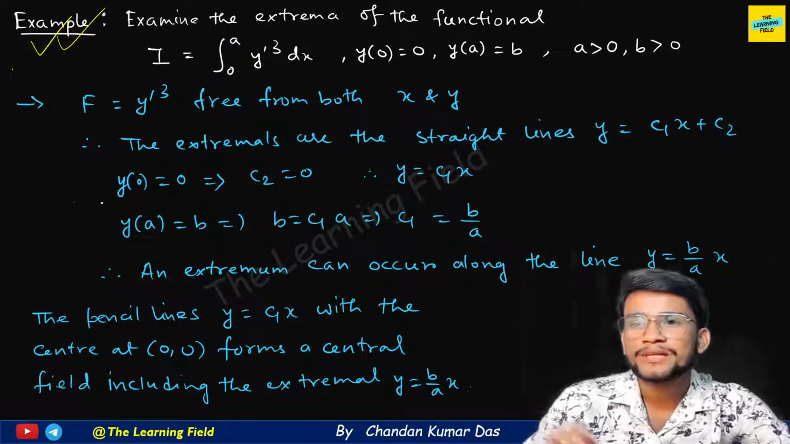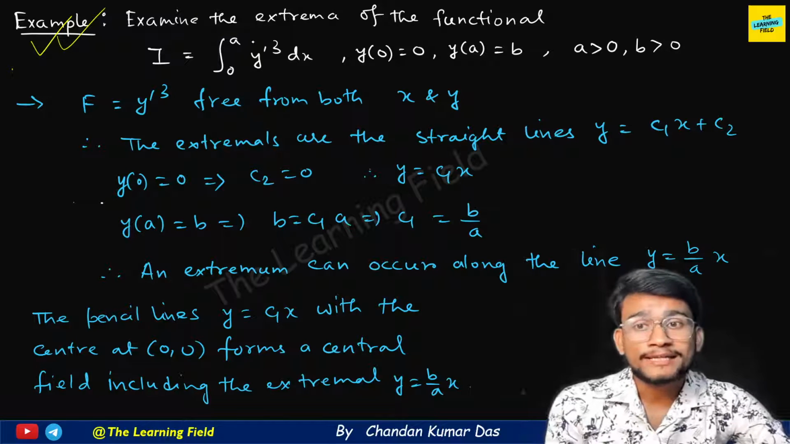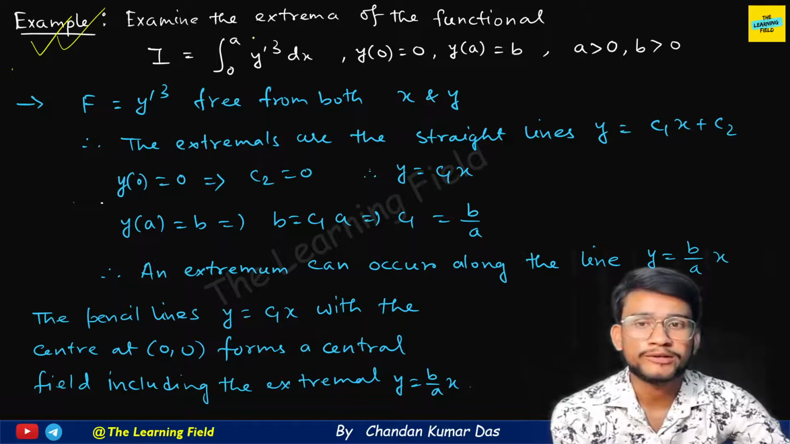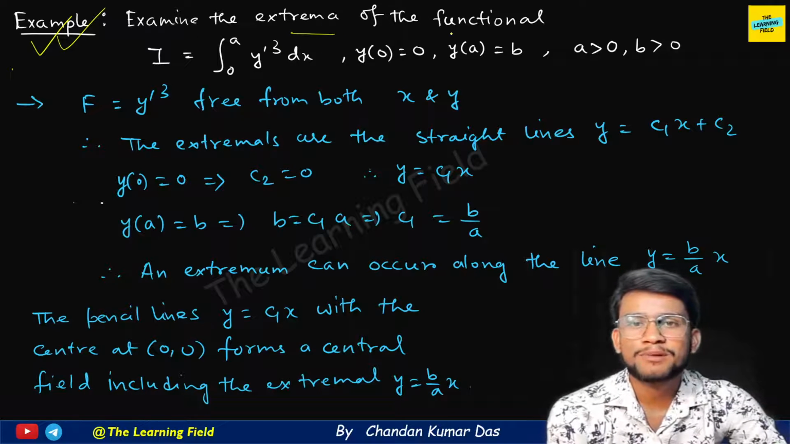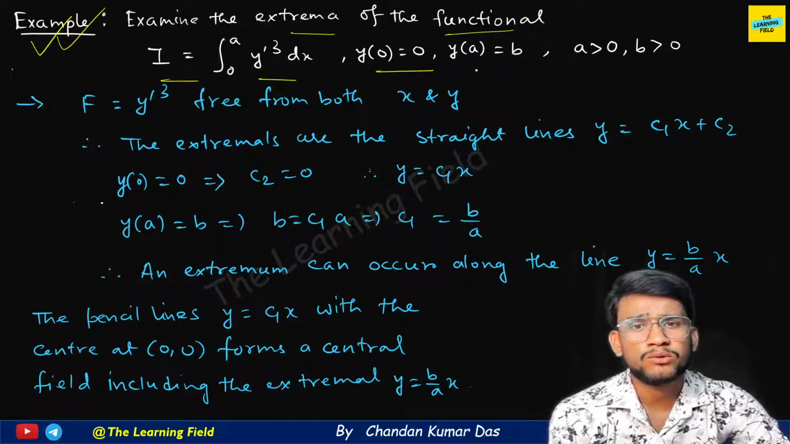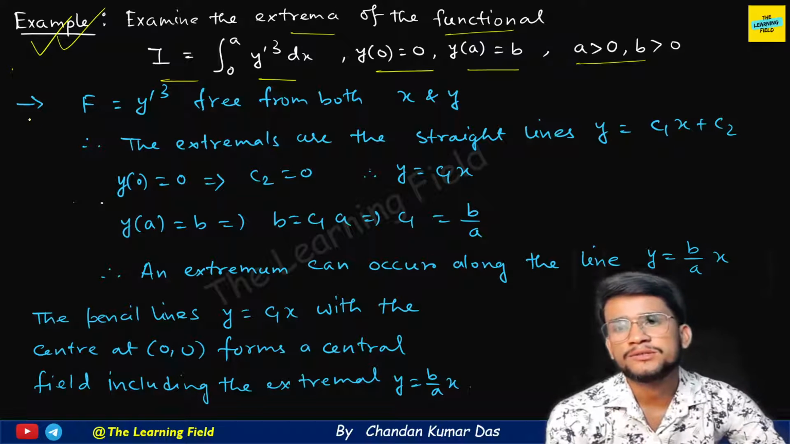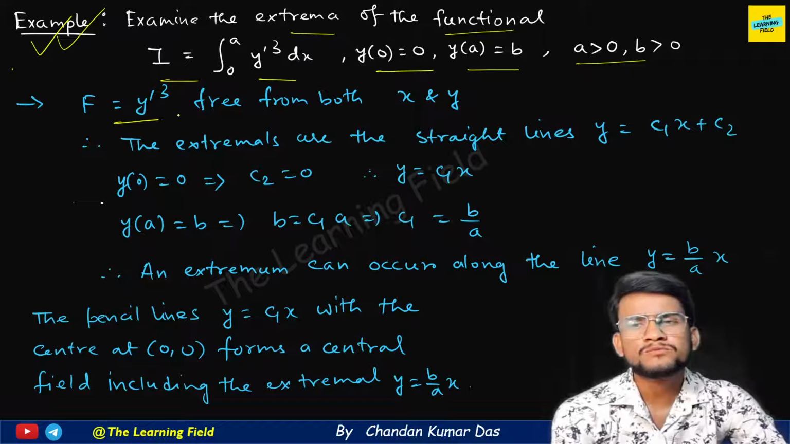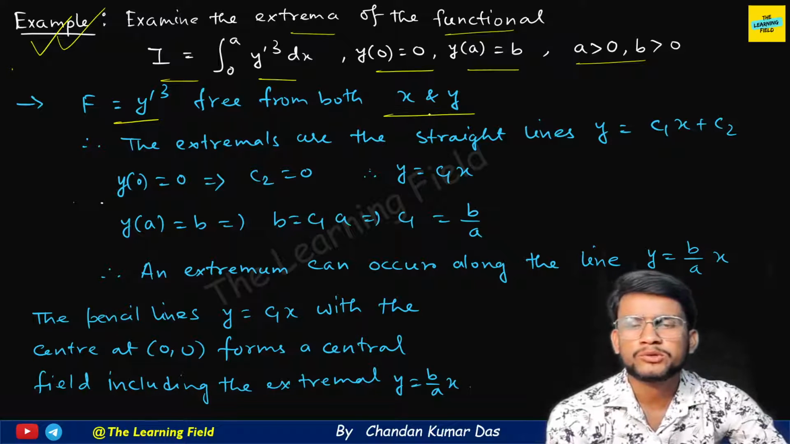So see, each and every line of this example is very important. Examine the extrema of the functional I equal to the integral from 0 to a of y dash cubed dx, where y(0) equals 0 and y(a) equals b. A and b are greater than 0. So here f is given, y dash cubed, which is free from both x and y.